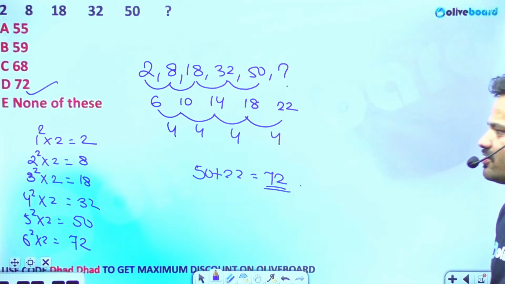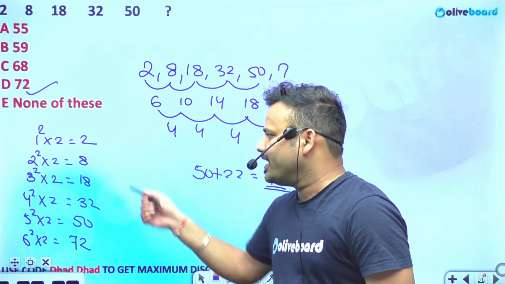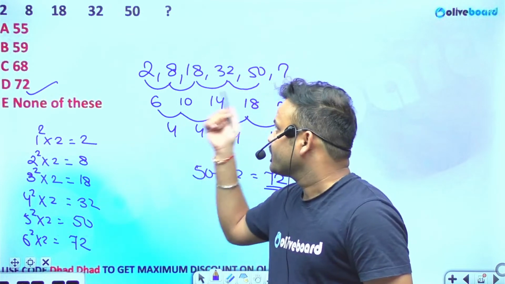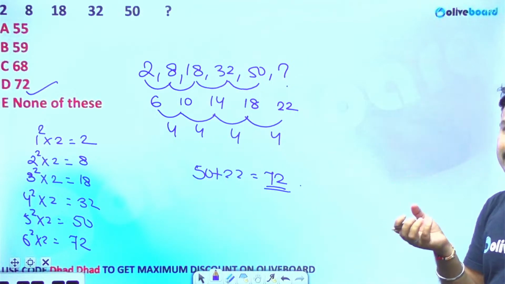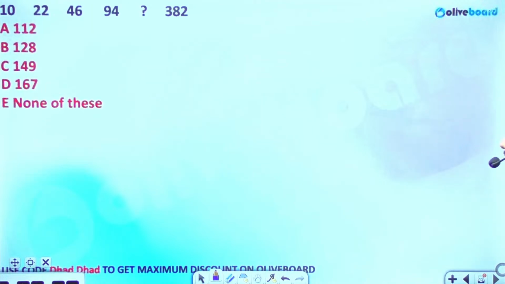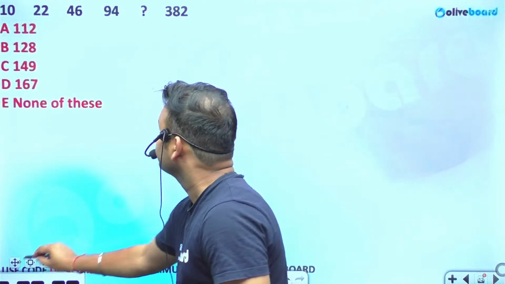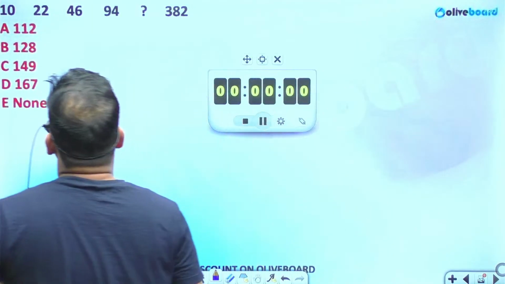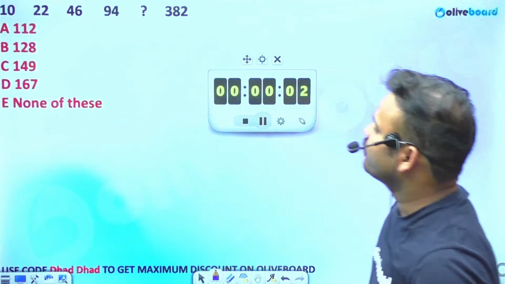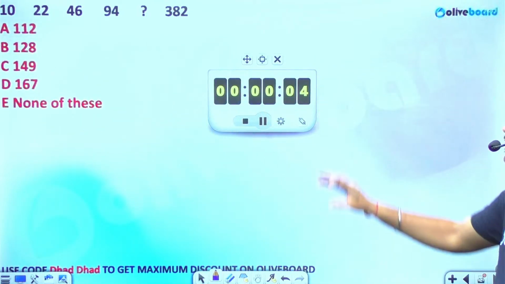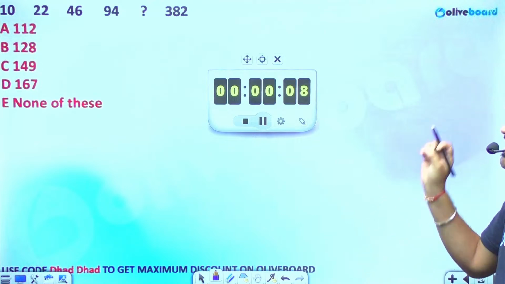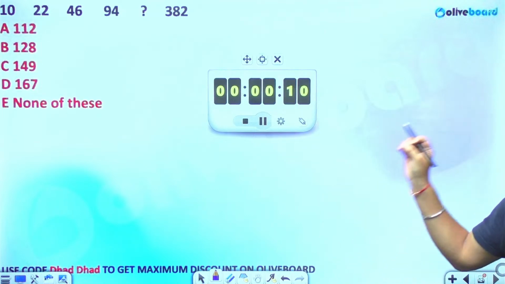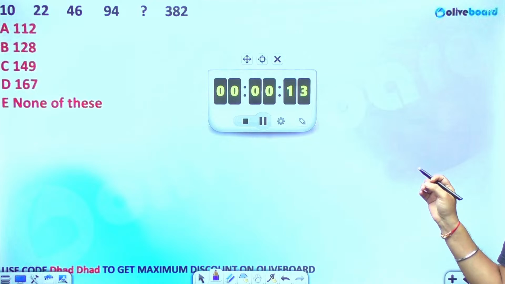But in the examination hall, it's not possible that you will be able to do this. So it's up to you, in that exam period of time, whatever clicks. Clear? Now next question. 10, 22, 46, 94, question mark, and 382. So find out the nature, whether it's an increment or a decrement. Then find the nature, whether it's a product series or a simple addition series. That we have to find out.